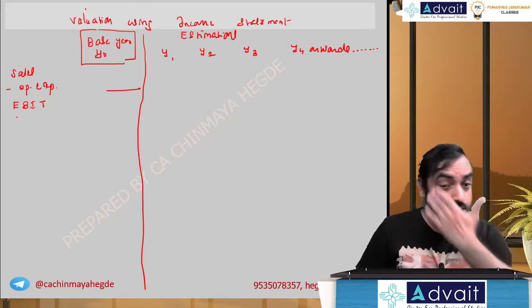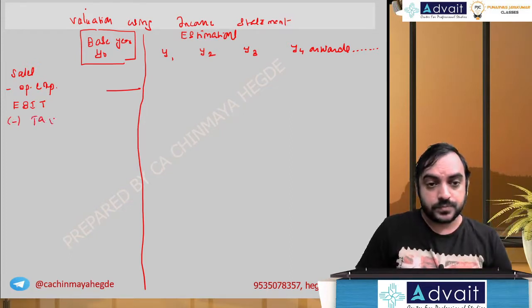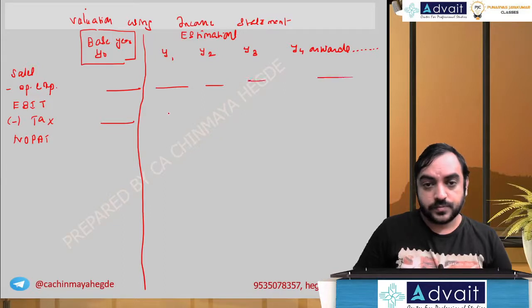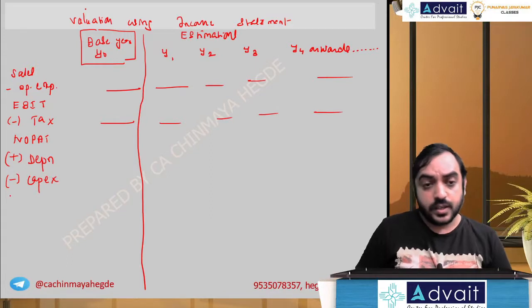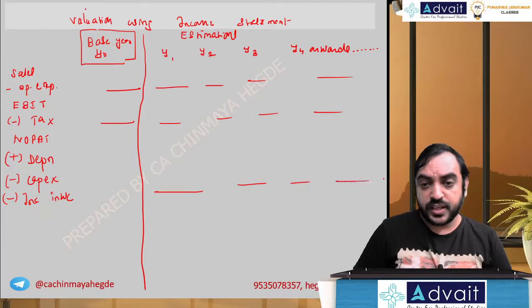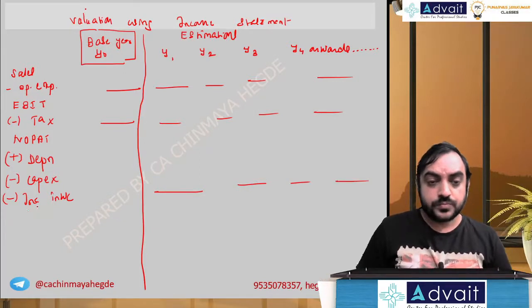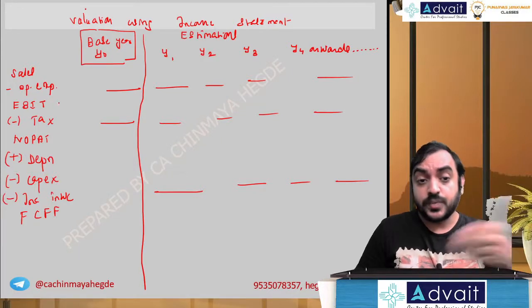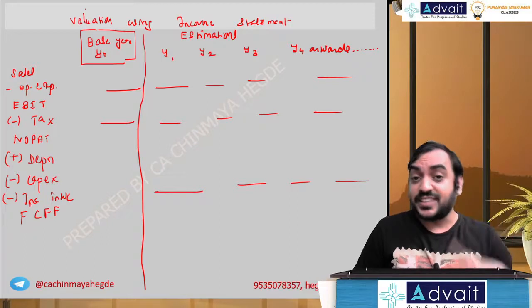I would like to tell FCFF. So minus tax. What you get is net operating profit after tax. Then you will have plus depreciation, minus capex, capital expenditure, minus increase in working capital. Then at this point, what you get is FCFF, because I'm not subtracting interest. Had I subtracted interest, what I get is FCFE.